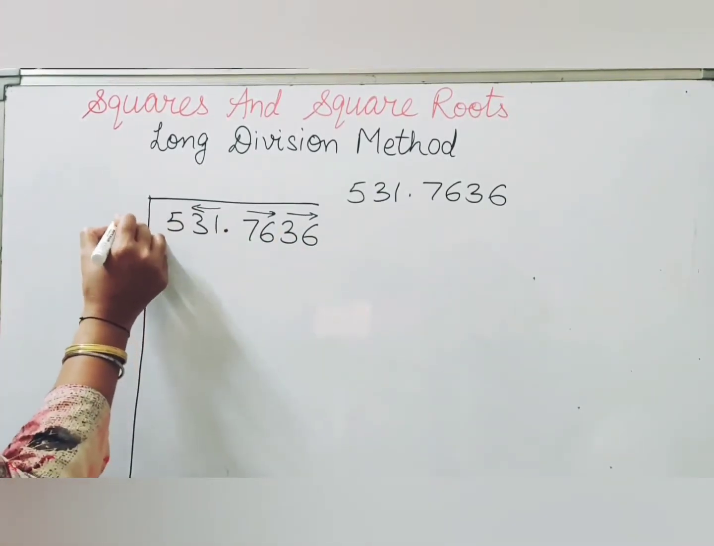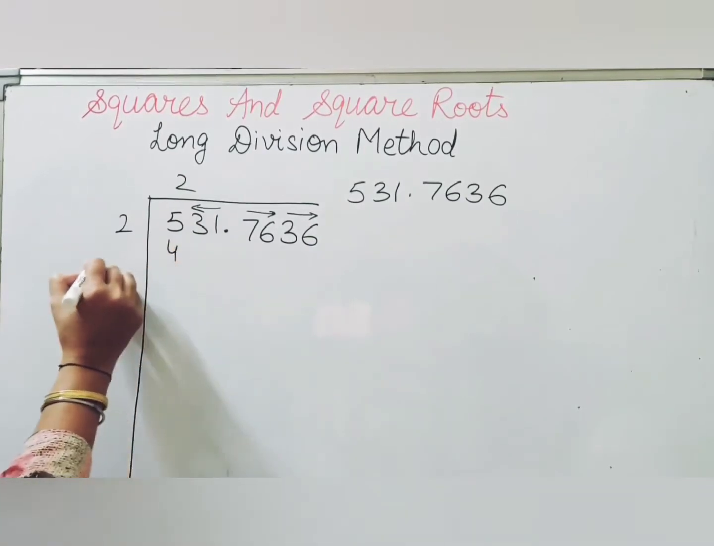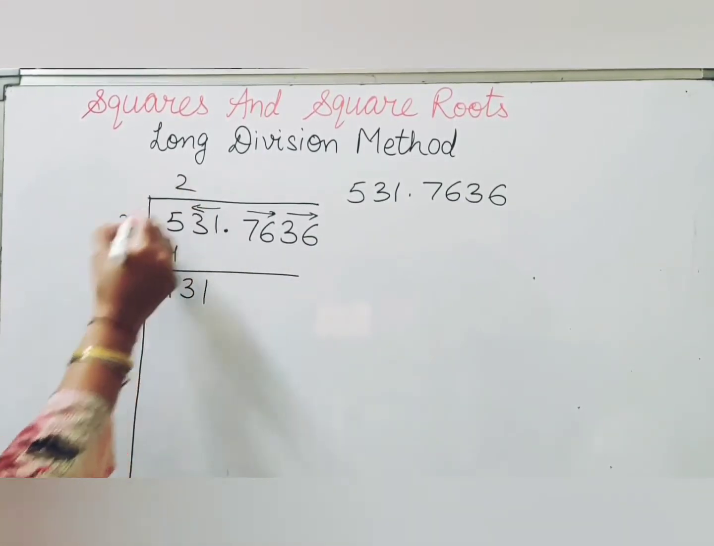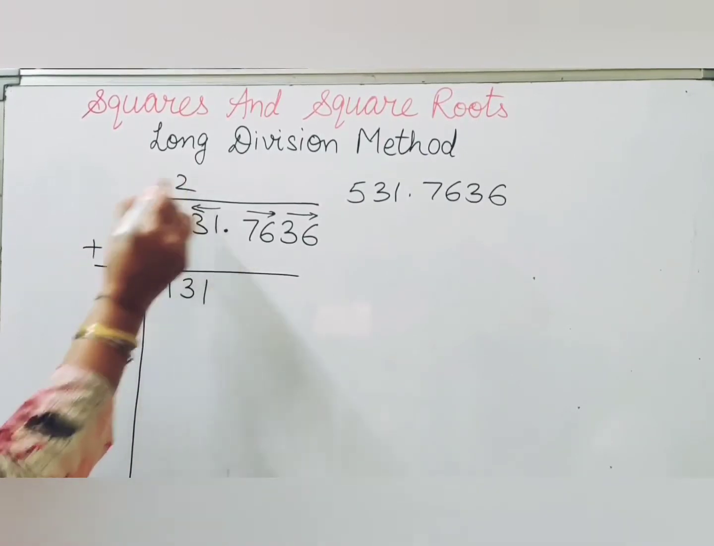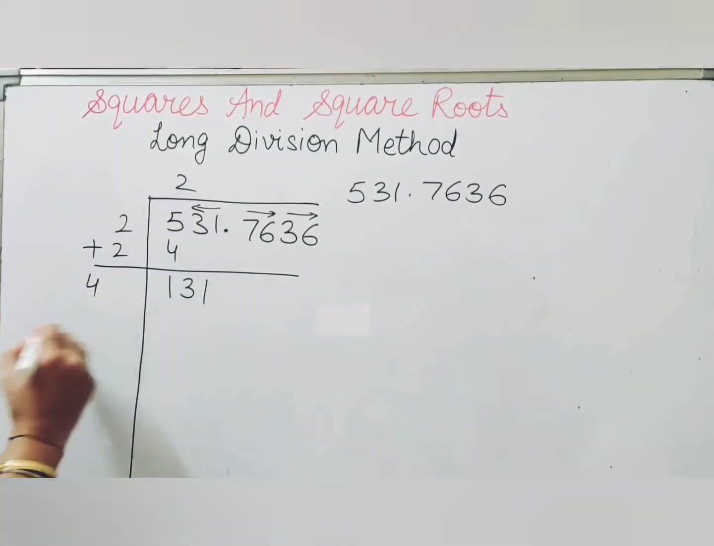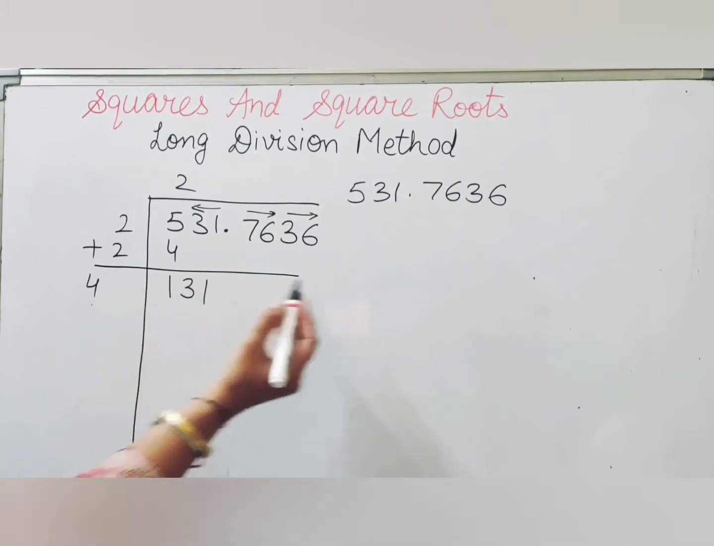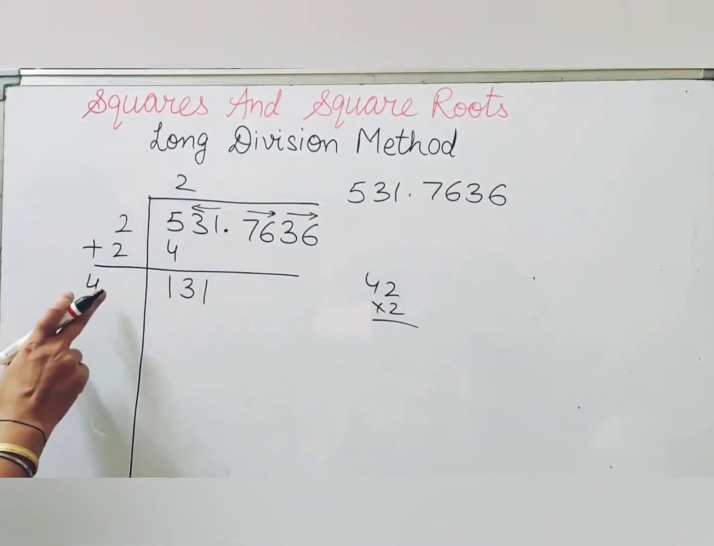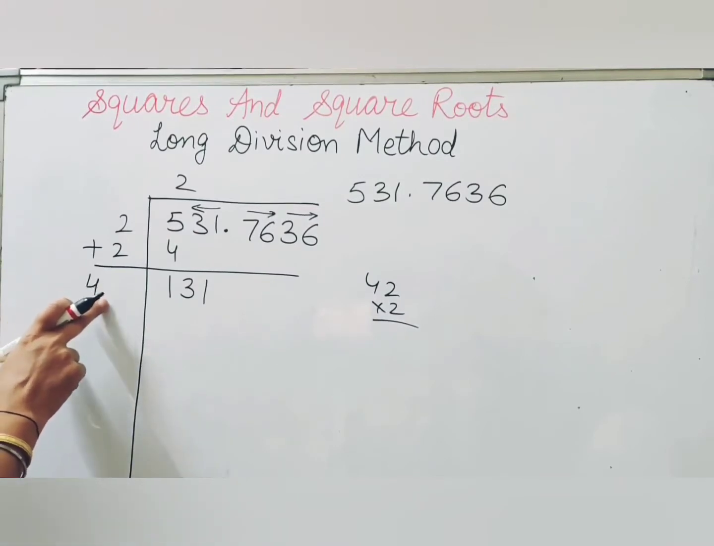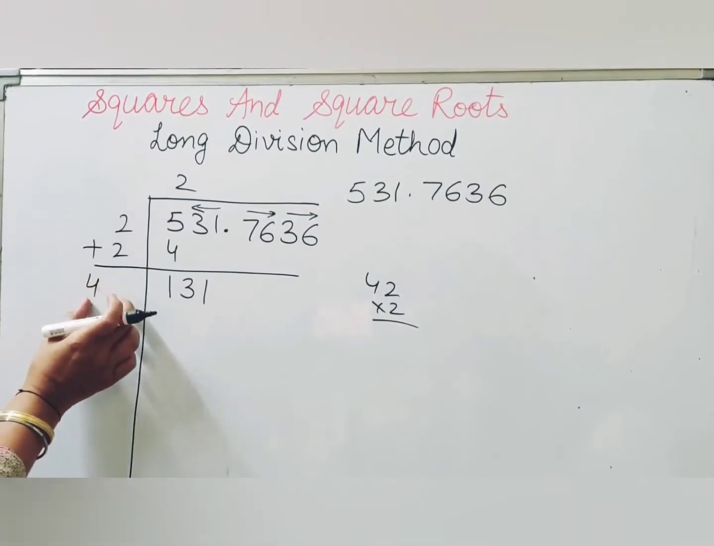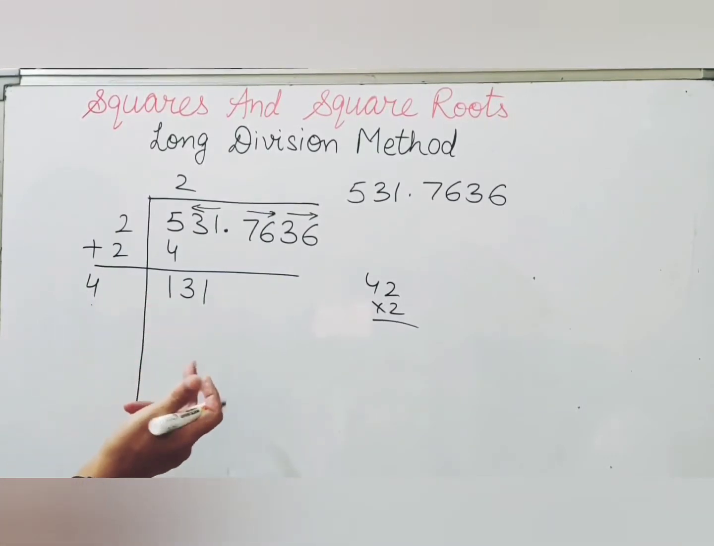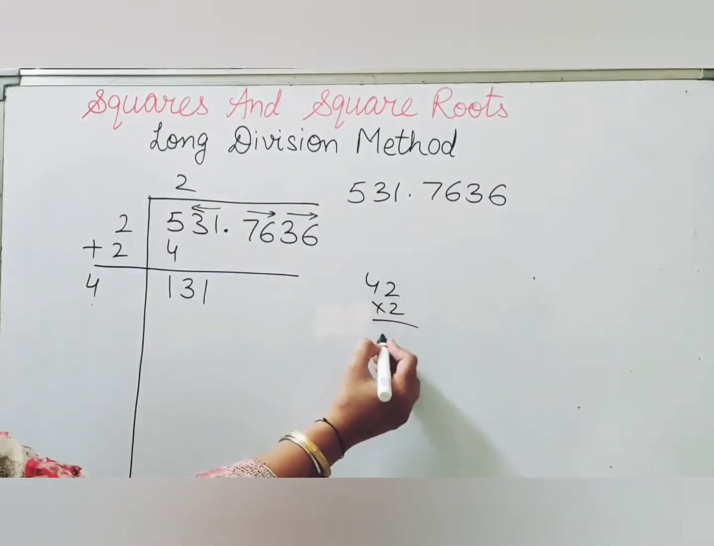Now let's start. 2 2s are 4. Next is subtraction, and bring down the next pair. On this side you have to add the quotient, and 2 plus 2 is 4. Now we have to find a number which we can put on the right of 4, so that the product of this number and the quotient would be equal to 131 or less than 131. So 42 times 2 is 84.